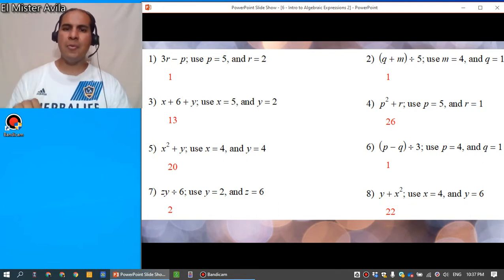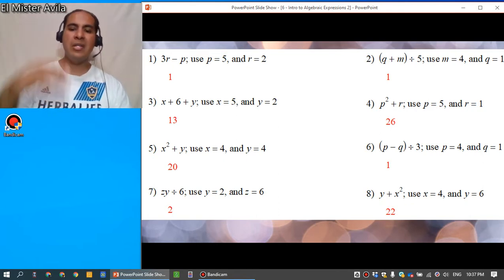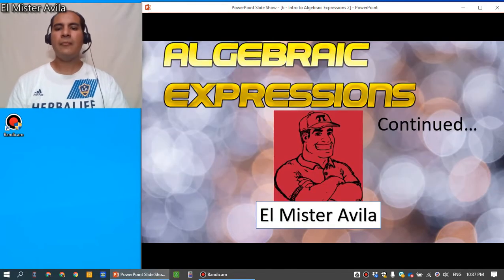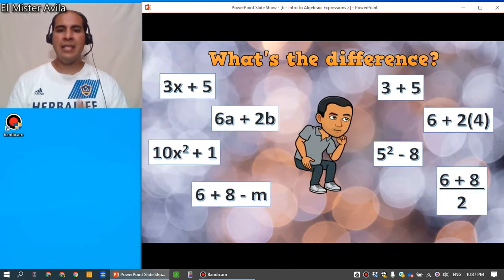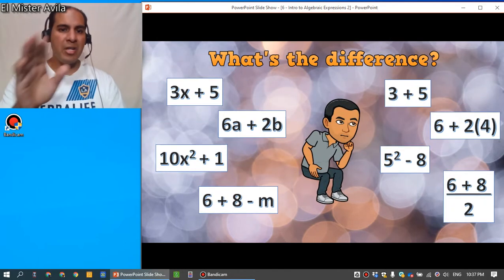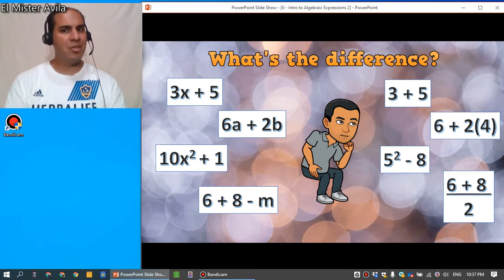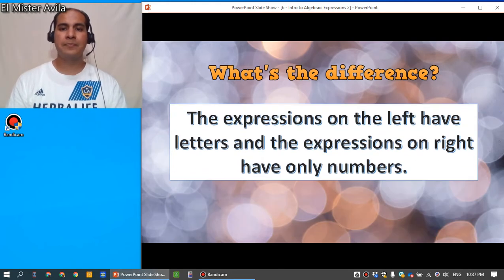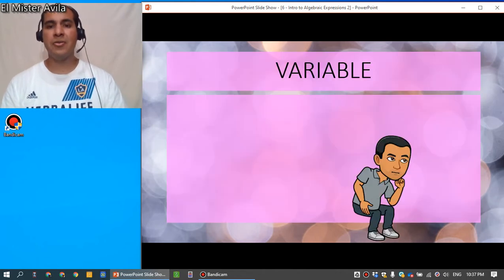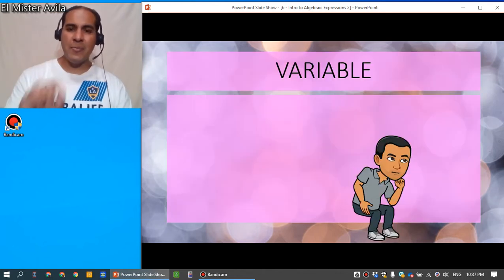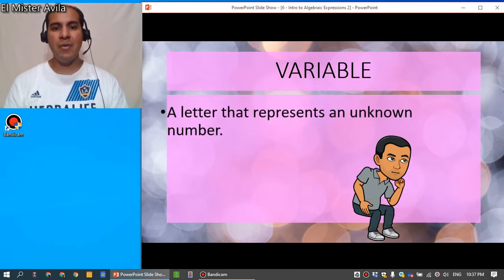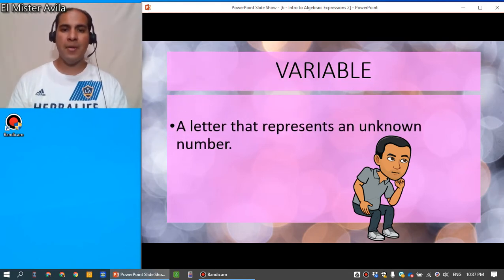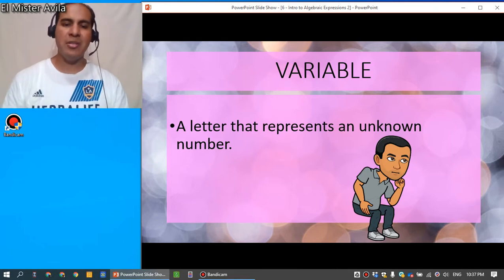Congratulations. And if you're having trouble with this or you were not sure how to start, please go back to our previous lesson. We're continuing on with algebraic expressions, but let's go through some vocabulary first. In the previous lesson, we talked about the difference between the expressions on the left and the expressions on the right. Do you see the difference? Hopefully you notice that there are letters in the expressions on the left. On the right, they only have numbers. Those letters have a special name. Those are called variables. And a variable is a letter that represents an unknown number.